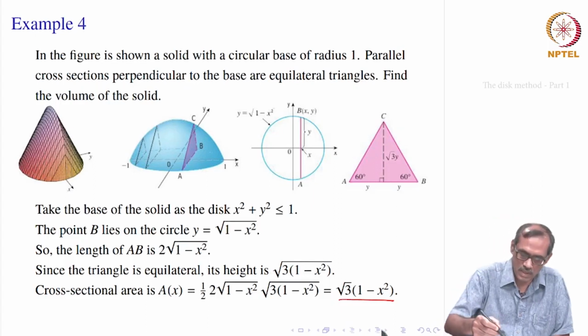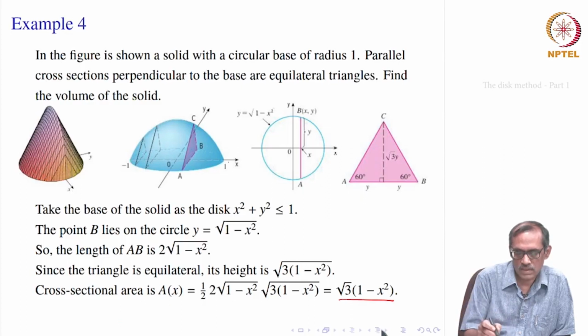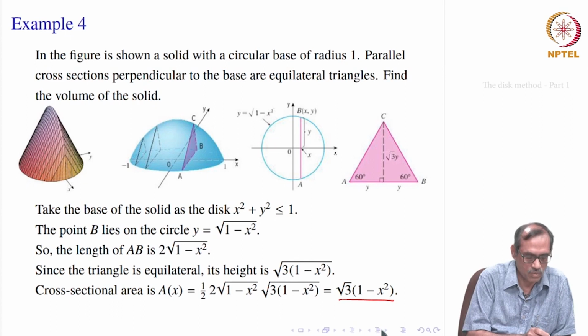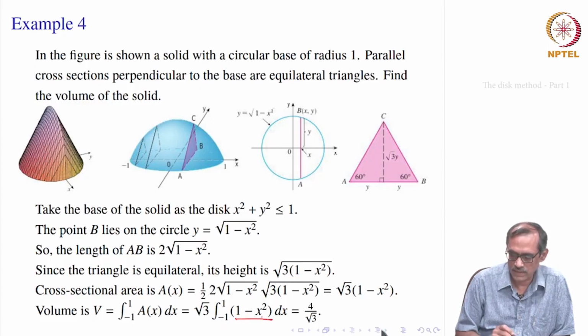Once we have got this cross sectional area, it is to be integrated over minus 1 to 1 to get the volume. So, volume is the integral from minus 1 to 1 of A x dx, which is the integral from minus 1 to 1 of root 3 times 1 minus x square dx, root 3 comes out, which turns out to be 4 divided by root 3.